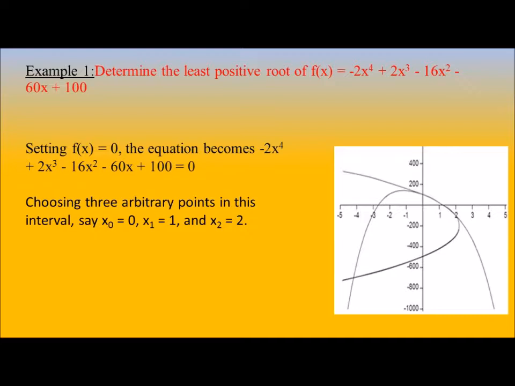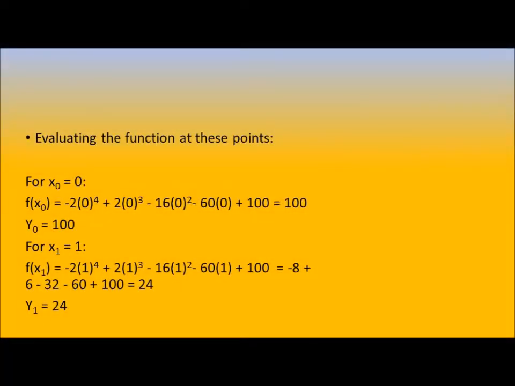Now a better guess for the initial approximation values can be made easily as seen from the graph. It is clearly seen that the least positive root lies in the interval 0 to 2. So choosing three arbitrary initial values, say x0, x1 and x2, like x0 equal to 0, x1 equal to 1 and x2 equal to 2. Let's see further.